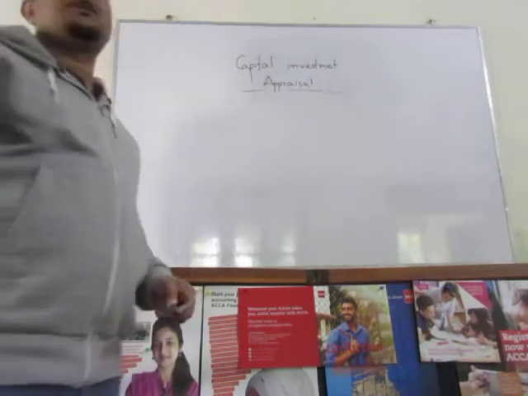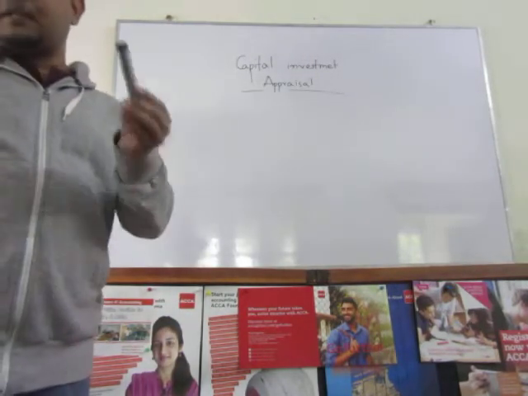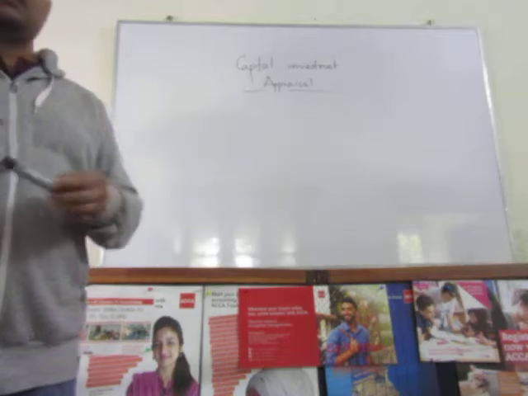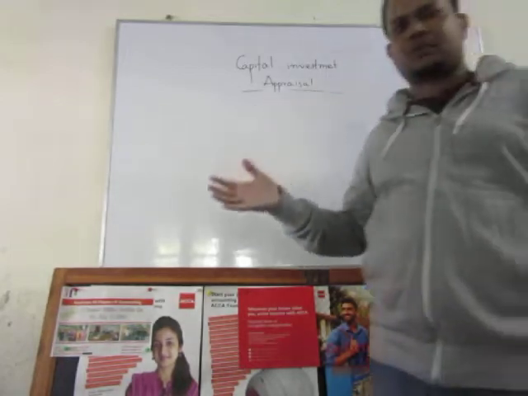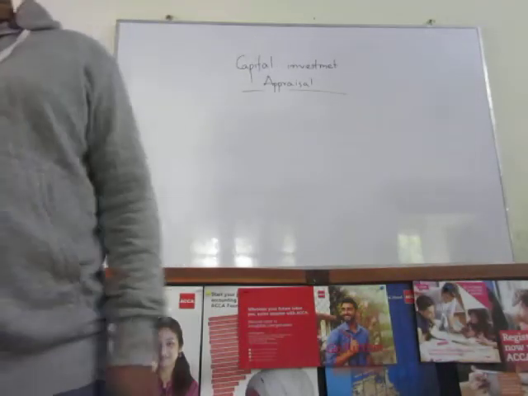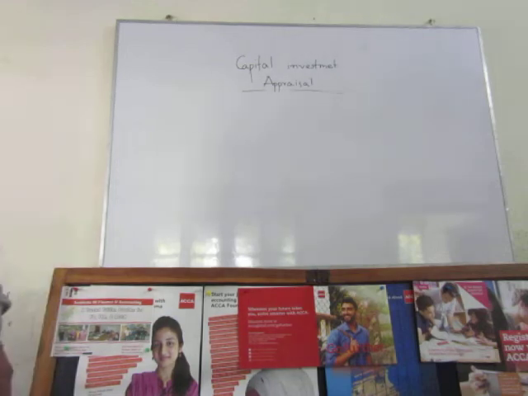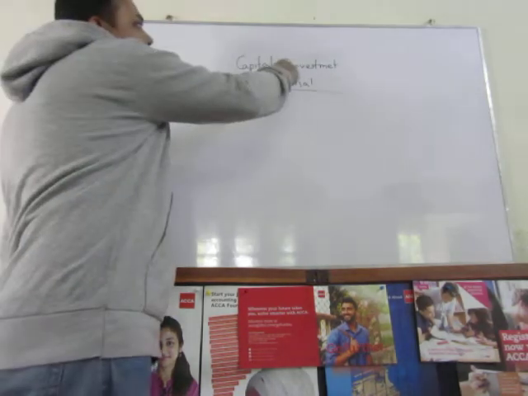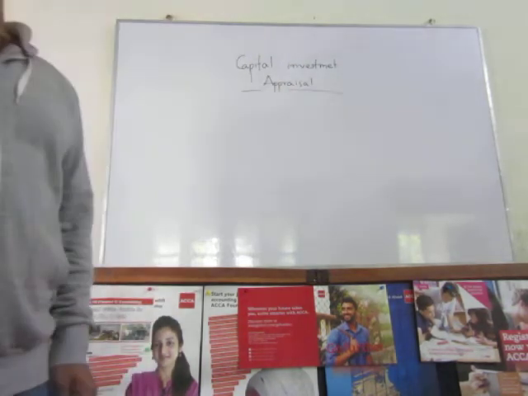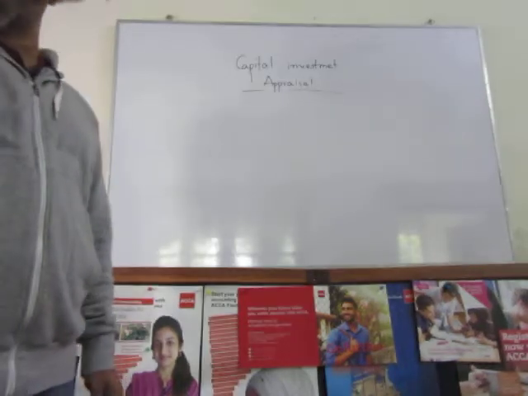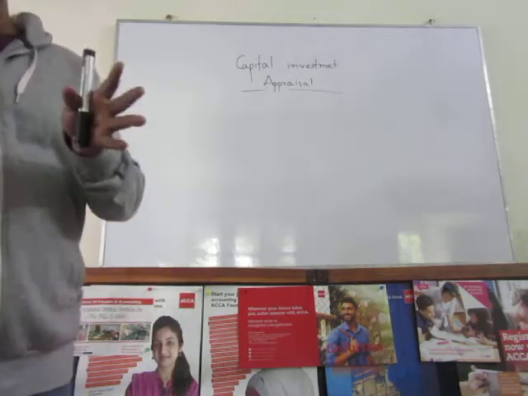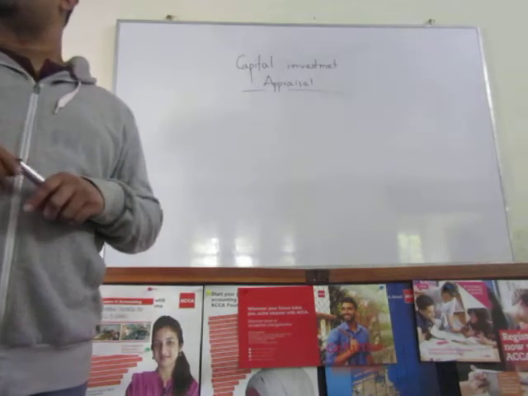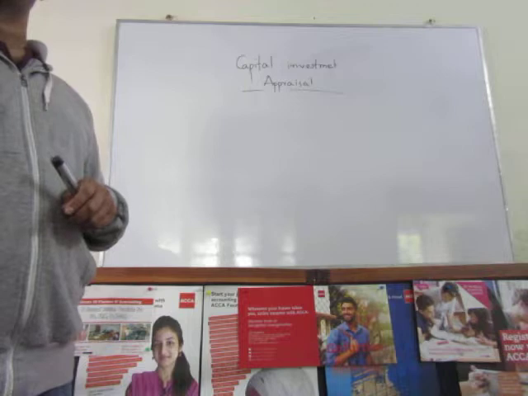Capital: suppose you have a huge amount of surplus money and you have an intention to invest this somewhere. There are so many options. So in this chapter we try to find out how we can evaluate different investment proposals in front of us, so that we can find out the most suitable or most feasible one for me.